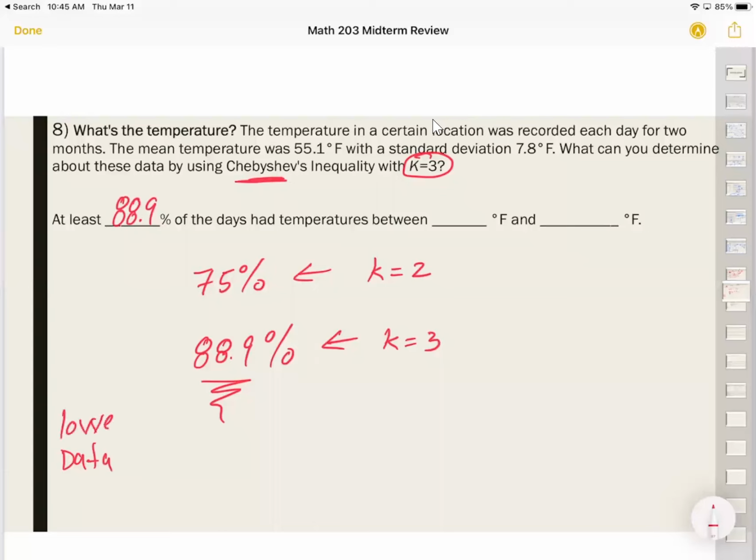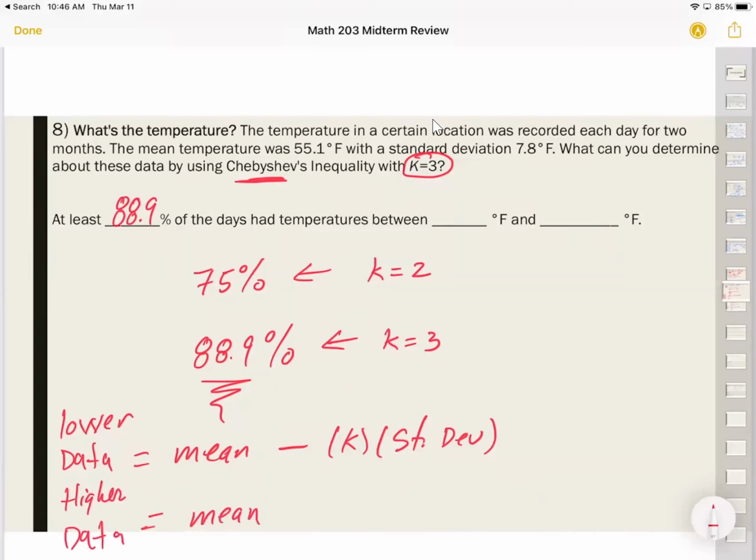To find the lower data, you need to take the mean minus the z, or in this case the K, times the standard deviation. Again, for Chebyshev, instead of a z-score, they're using the K. To find the higher or upper data, you take the mean plus the K times the standard deviation. It's basically the same as finding the data, just using K instead of the z-score.